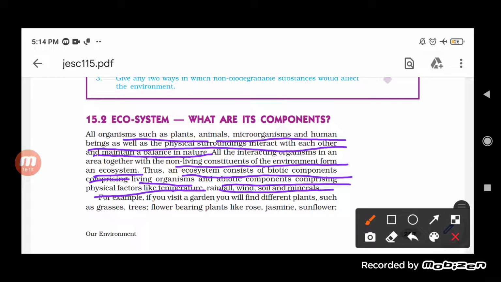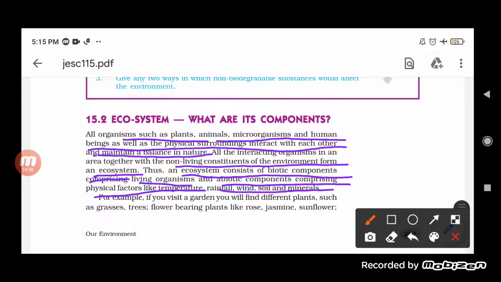While the physical surroundings, which include wind, temperature, rainfall, soil, air, minerals, water, these are the non-biotic or abiotic components. These are all the non-living components. Now you can see how they are really very important. The interaction between these two components is really important. You know that we are dependent on air, we are dependent on the soil indirectly, but we are dependent. We get all the minerals from the soil itself. We are dependent on the temperature.